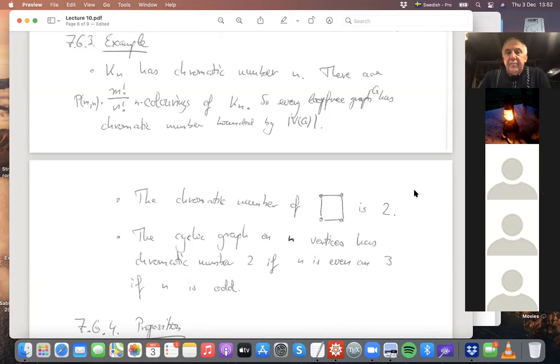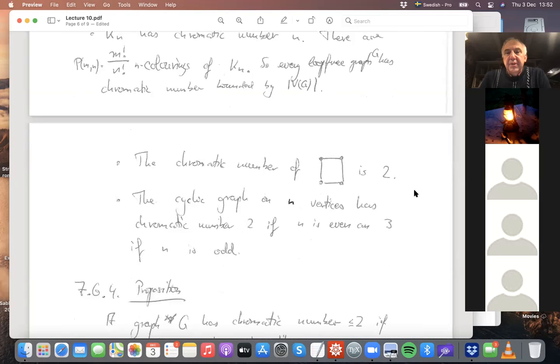Okay, so here are some simple examples. For a cycle, its chromatic number is 2 if the number of vertices is even. For example, for a four-cycle, we can color it black, white, black, white. And if we have 5 vertices, it will not work, because we'll start black, white, black, white, black. And then we have this thing.